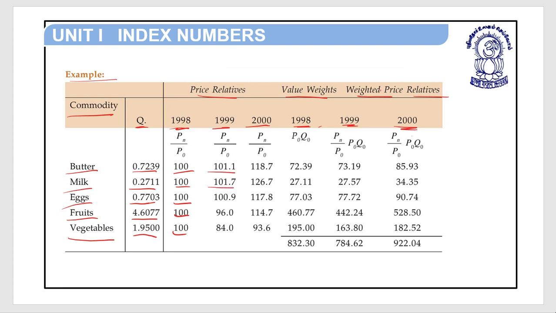For 1999, P_n by P_0 is 101.1, 101.7, 100.9, 96.0, 84. For 2000, P_n by P_0 is 118.7, 126.7, 117.8, 114.7, 93.6. For 1998, P_0 Q_0 is 72.39, 27.11, 77.03, 460.77, 195.00. The sum of P_0 Q_0 is 832.30. Then P_n by P_0 into P_0 Q_0, so here taking P_n by P_0 as 100 multiplied with 72.39 and so on.